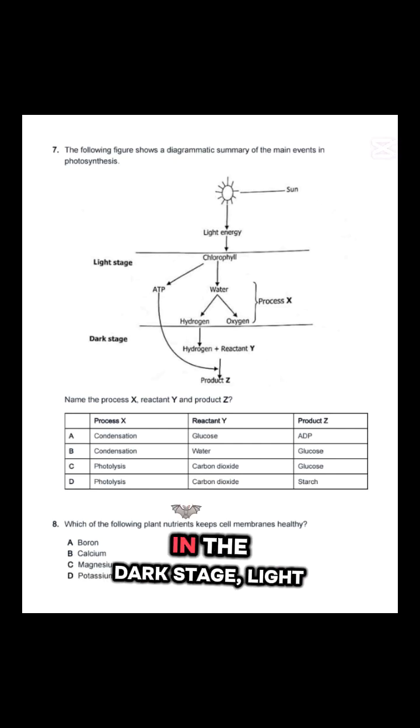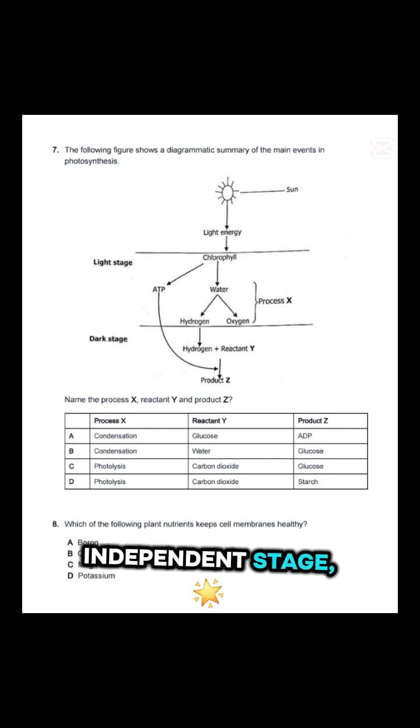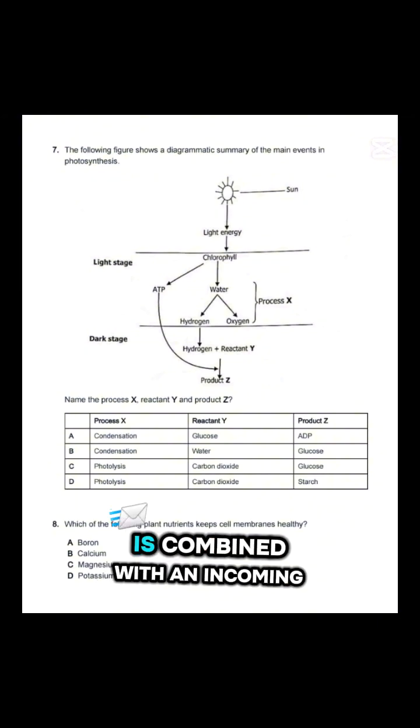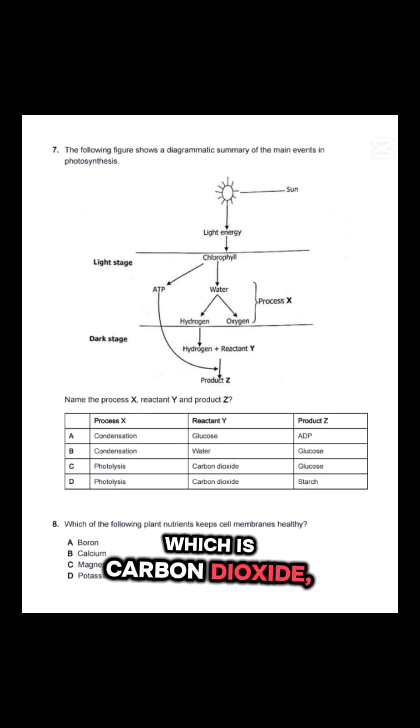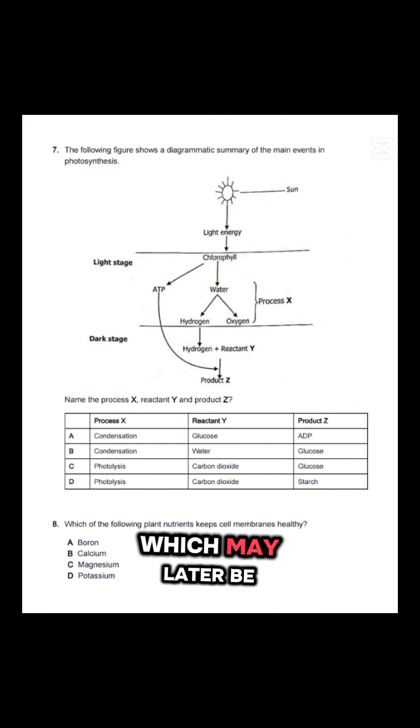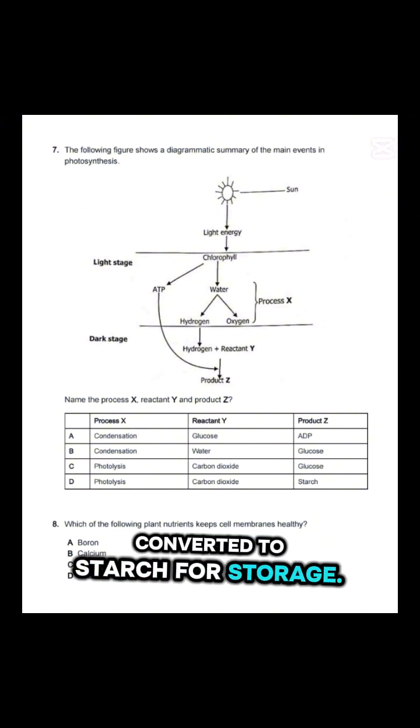Reactant Y, in the dark stage, the light-independent stage, the hydrogen from photolysis is combined with an incoming carbon source, which is carbon dioxide, to fix carbon. Product Z, the primary organic product formed at the end of this fixation pathway, is glucose, which may later be converted to starch for storage.